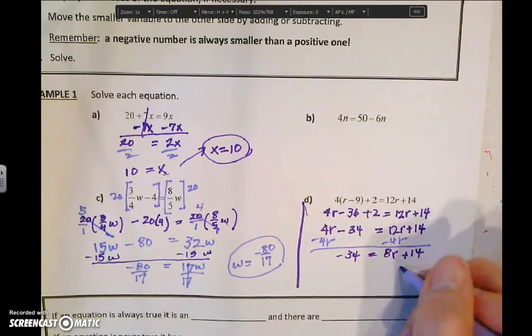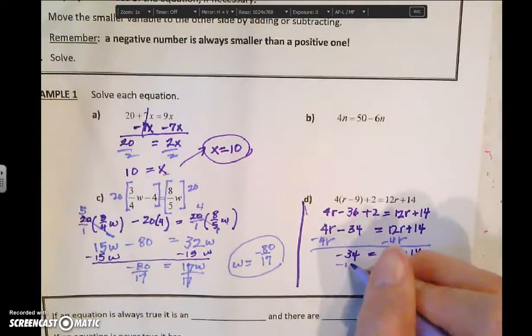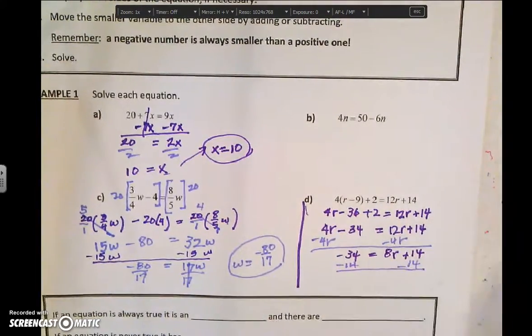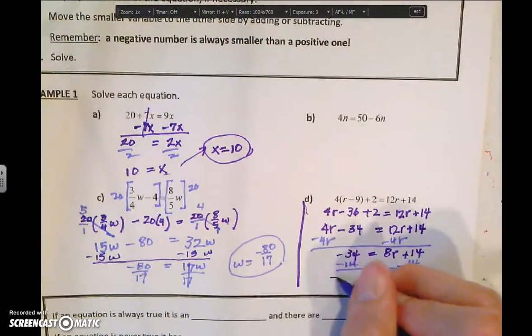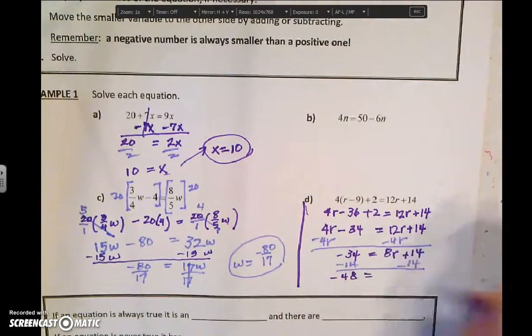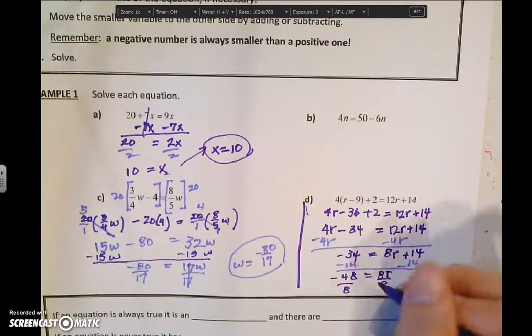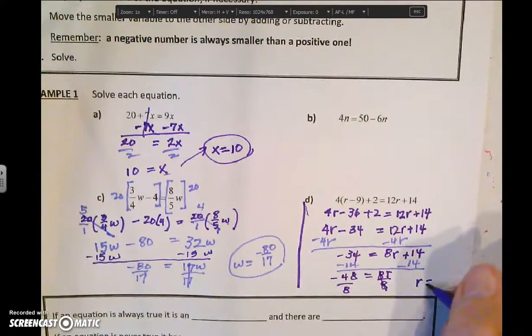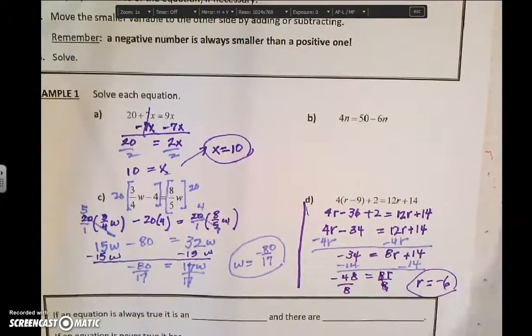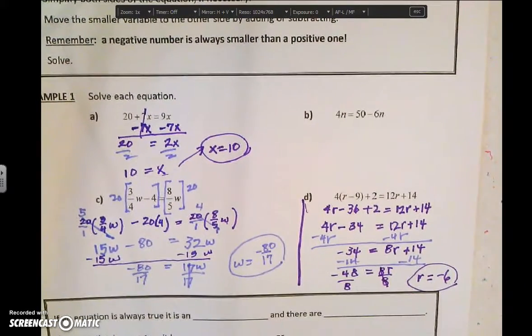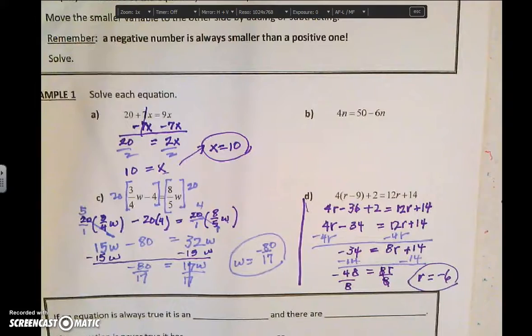Now I'll move my 14, so minus 14 from both sides. And that's going to leave me with negative 48 is equal to 8r. So divide both sides by 8. And my result's going to be that r is equal to negative 6. All right, so we'll end the video right now.